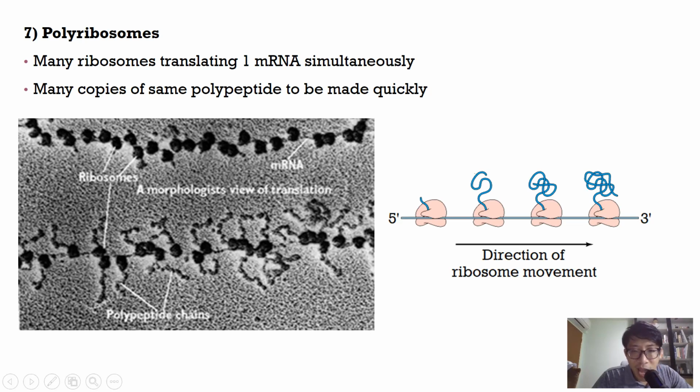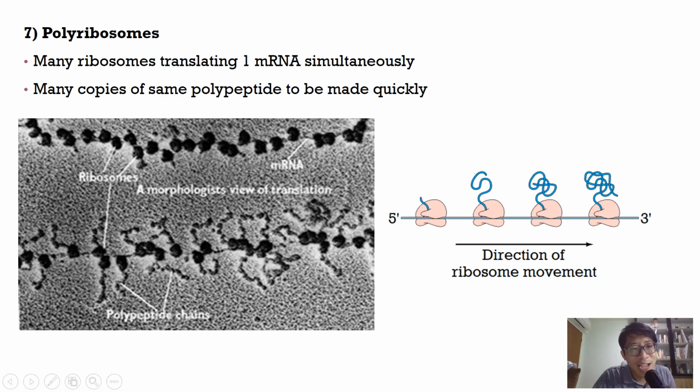It's shorter over here, slightly longer over here, so that tells you that the 5' is here and the 3' is here. As the ribosomes move down 5' to 3', the polypeptide is elongated. So it's shorter here at the start and longer here. This is basically a clearer cartoon representation of this diagram here.